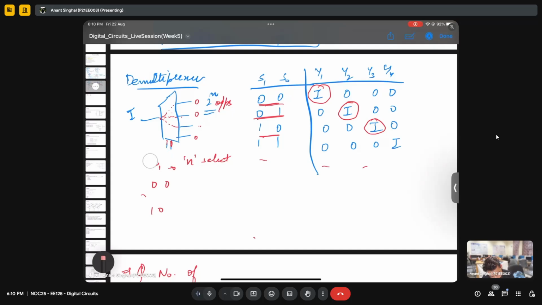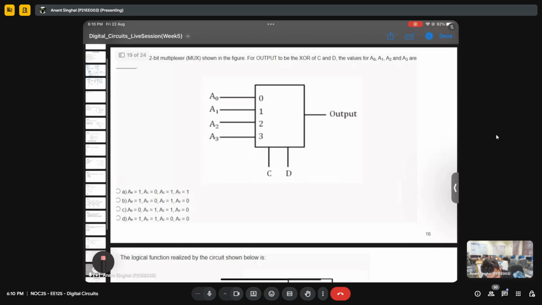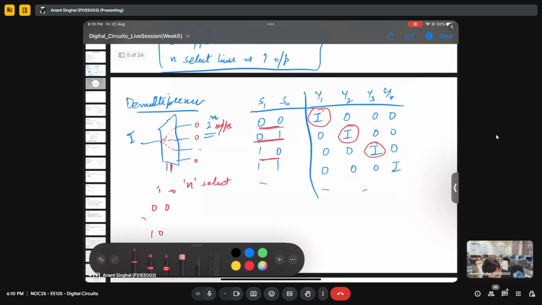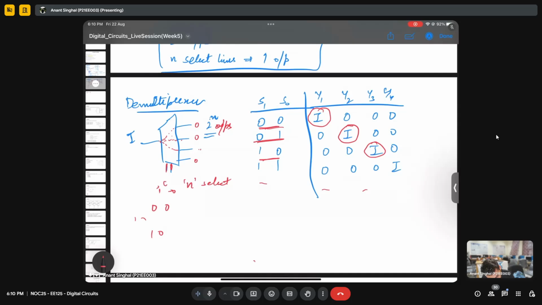Because this select line, let's say 0 0, corresponds to connecting this input with this output. So this input will be converted here and the rest are grounded, like they are not connected to anything. So they are 0.